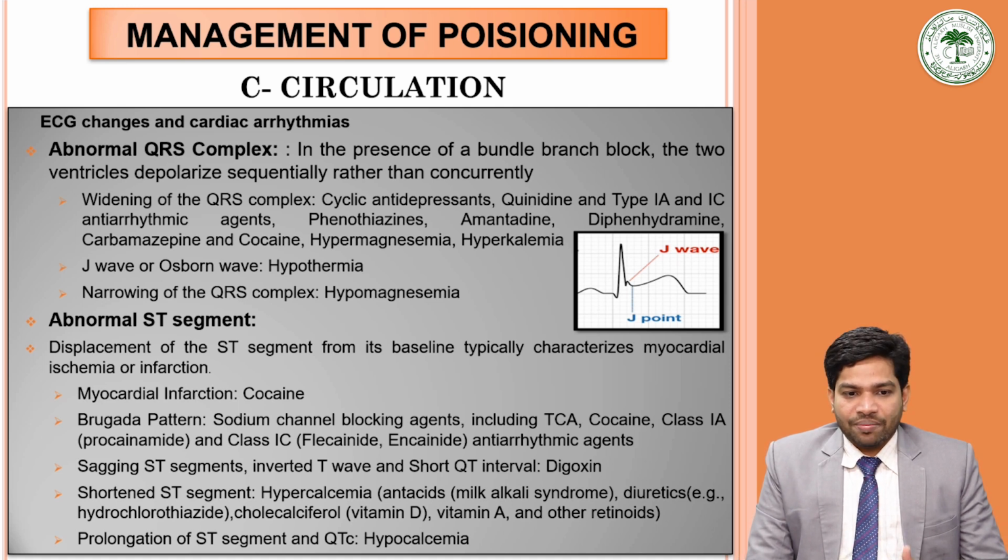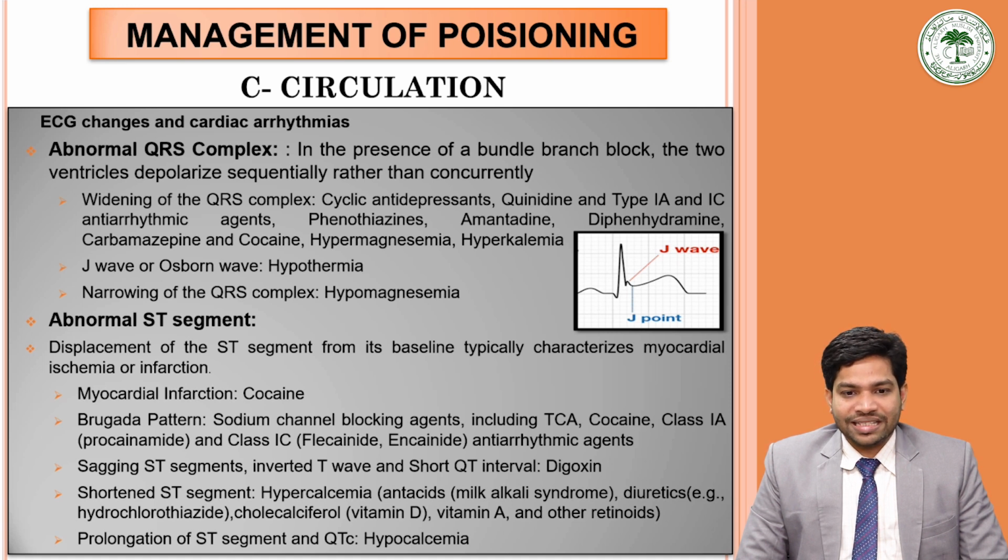Then the sagging ST segment, inverted T waves, and normal or shortened QT intervals are characteristic effects of cardioactive steroids such as digoxin on ECG. Changes in the ST segment duration are frequently caused by abnormalities in the serum calcium concentration. Hypercalcemia causes shortening of the ST segment through the enhanced calcium influx during the plateau phase of the cardiac cycle, speeding the onset of repolarization. For practical purposes, this effect is more commonly identified by reduction of the QT interval.